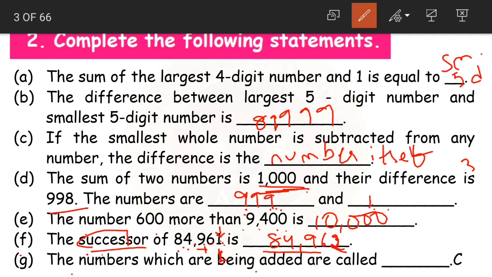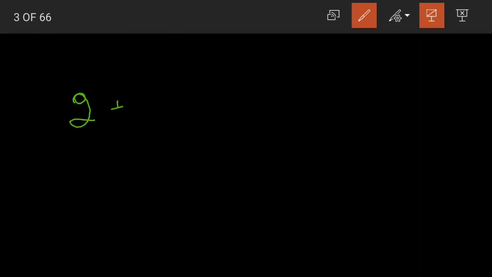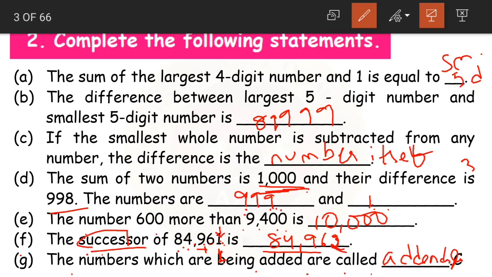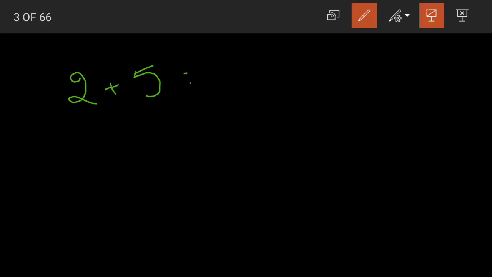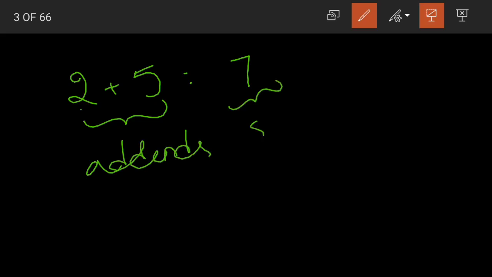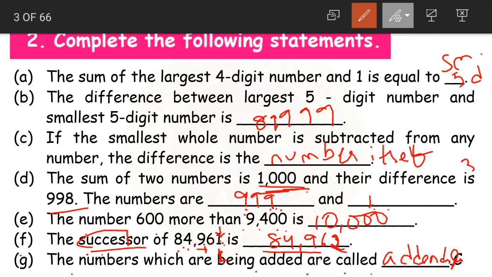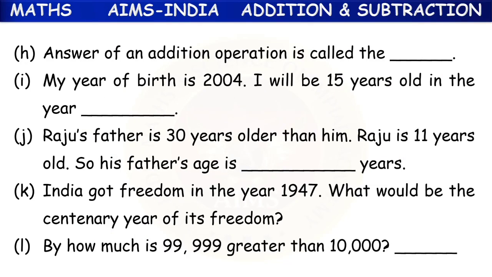Now the numbers which are being added are called dash. What are those called, children? They are called addends. Now let us say 2 plus 5. We are adding these two numbers. 2 plus 5 becomes what? 7. Yes. So these two numbers are called our addends and the result we have got, 7, is called our sum. Yes, children? The numbers which we are adding are called addends and the result of addition is called sum. So our answer here is addends. I hope this is clear.